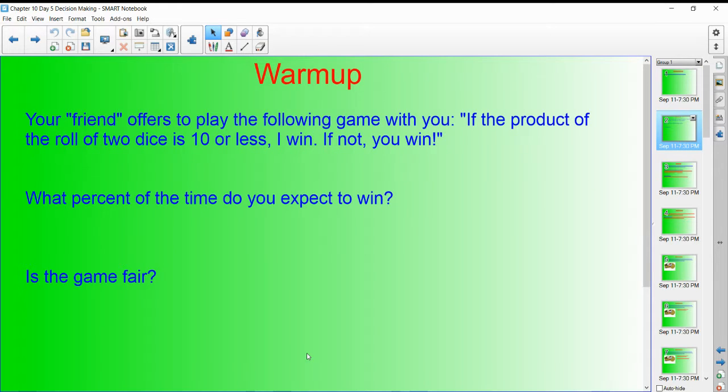So our friend offers to play the following game with you. If the product of the roll of two dice is 10 or less, I win. If not, you win. So let's see, what percent of the time do you expect to win? Is the game fair, or is someone more likely to win than another?